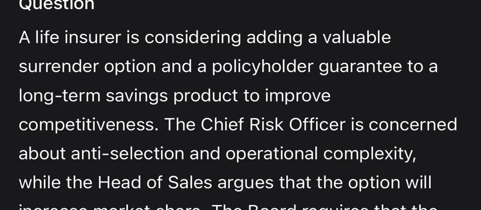Question: a life insurer is considering adding a valuable surrender option and a policyholder guarantee to a long-term savings product to improve competitiveness. The chief risk officer is concerned about anti-selection and operational complexity, while the head of sales argues that the option will increase market share. The board requires that the product remains within risk appetite and that the ORSA supports long-term solvency.